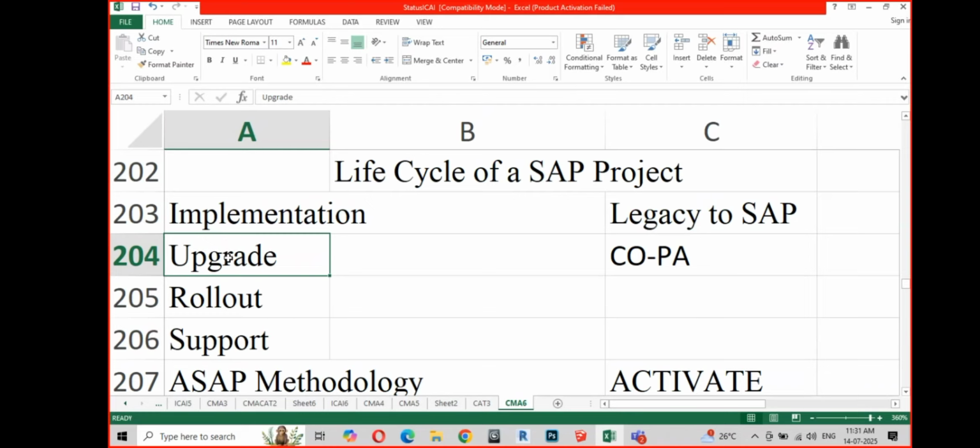Now we have the support projects. What do we mean by support? The SAP software has been implemented in my implementing partner's company, and the employees of the company have started using the SAP system, and during the course of usage, they had some errors.